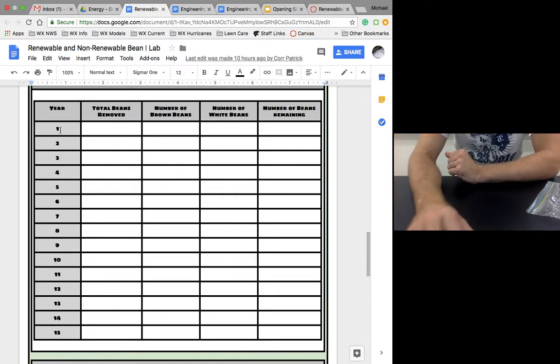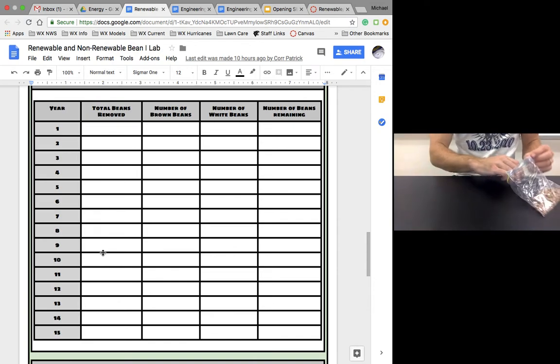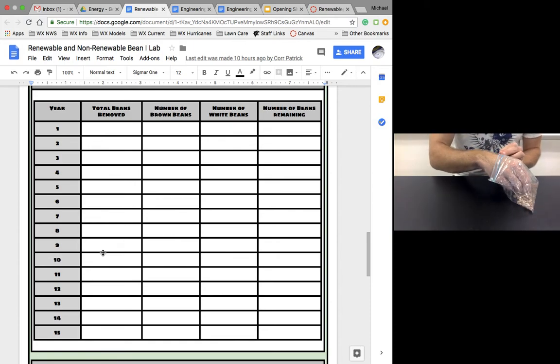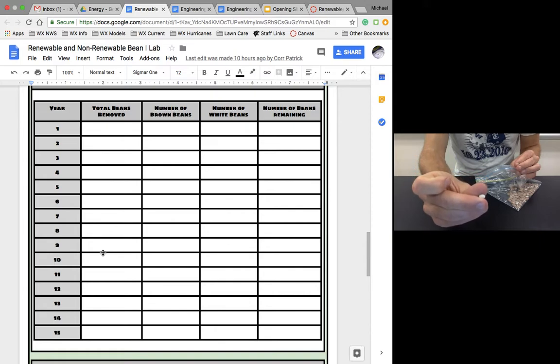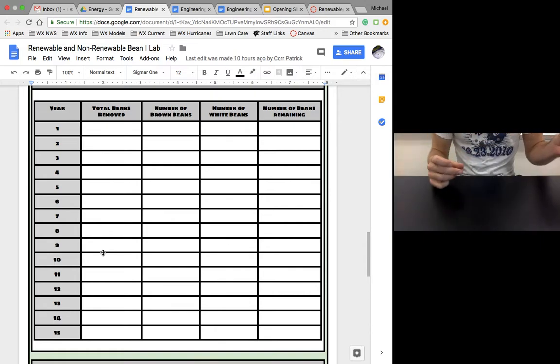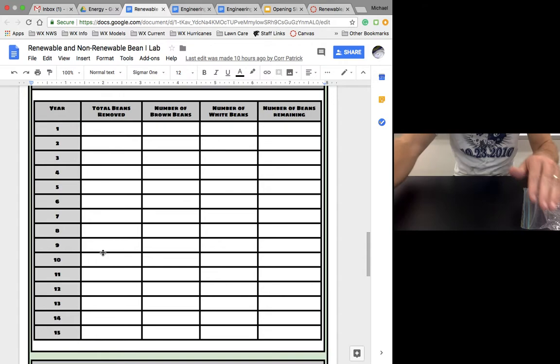And you're going to do this for at least 15 years or until you run out of brown beans, until you run out of non-renewable energy sources. If you get down to the point where the only thing that you're pulling out of here is these white beans, and that's all that's left in your bag of beans, obviously it is over.